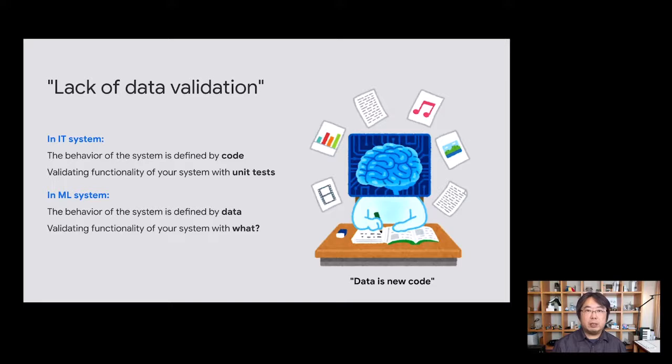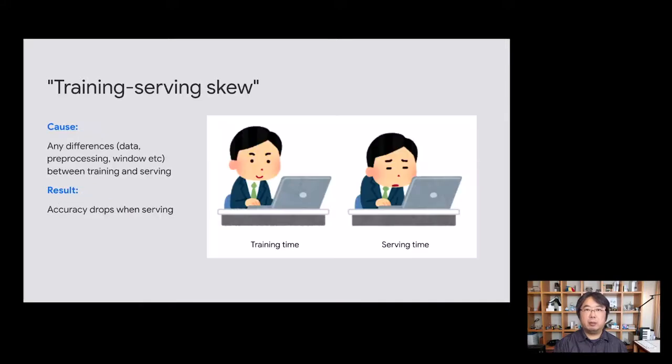But with a machine learning system, the important behavior of the system is defined by the data and the machine learning model you have trained with that data. How can you make sure that the behavior of your machine learning system is working as intended? You cannot write millions of lines of unit testing code against a machine learning model. How do you make sure about that?